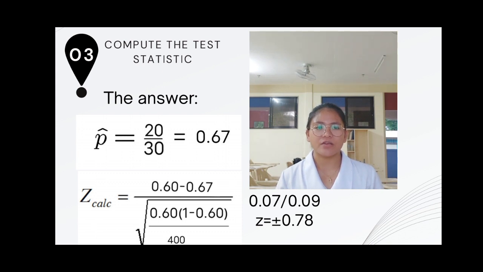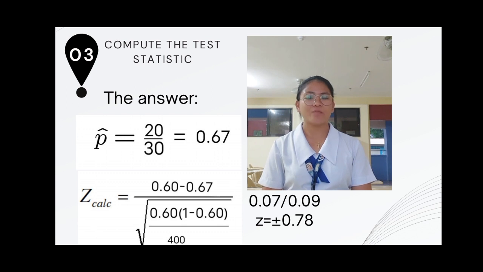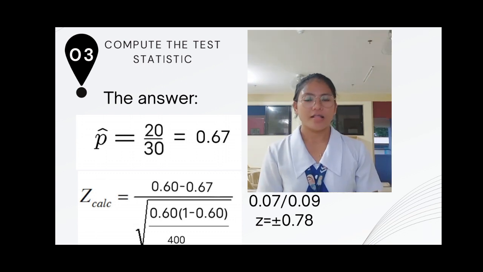The test statistic formula for comparing a single proportion to a hypothesized value is Z equals p-hat minus p, divided by the square root of p times 1 minus p divided by n, where p-hat is the sample proportion, p is the hypothesized proportion, 60%, and n is the sample size. Let's break it down step by step using the values provided.